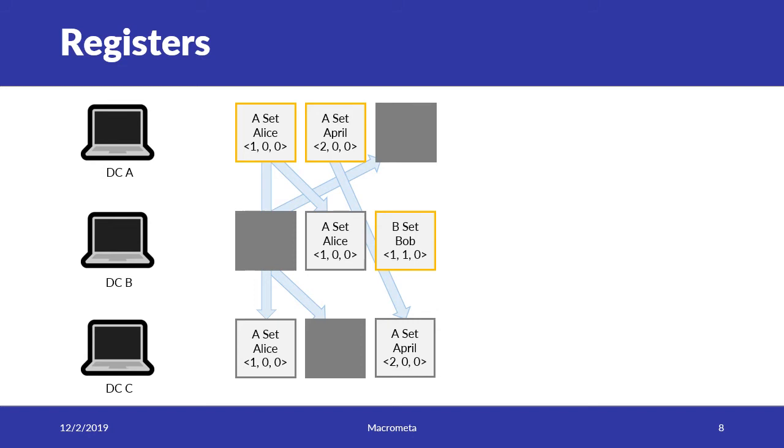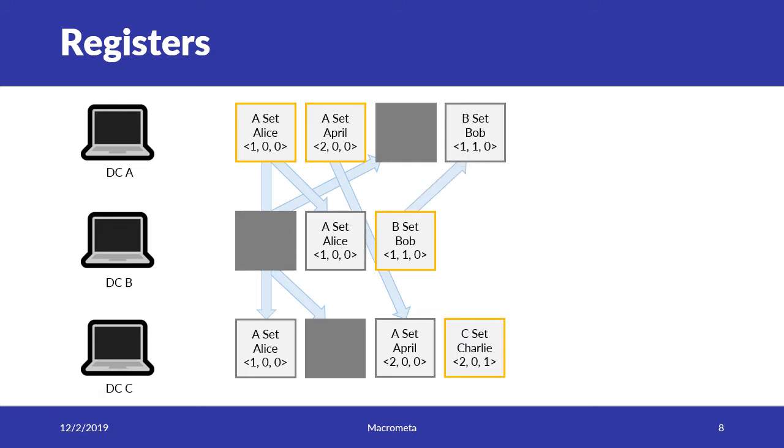Now, B has not observed the change of the register to April, so it sets the register to Bob and it advances its clock to 110. So we see that the update April is now concurrent with the update Bob at data center B. 110 is not comparable with 200, but we know that these two updates supersede the update for Alice.